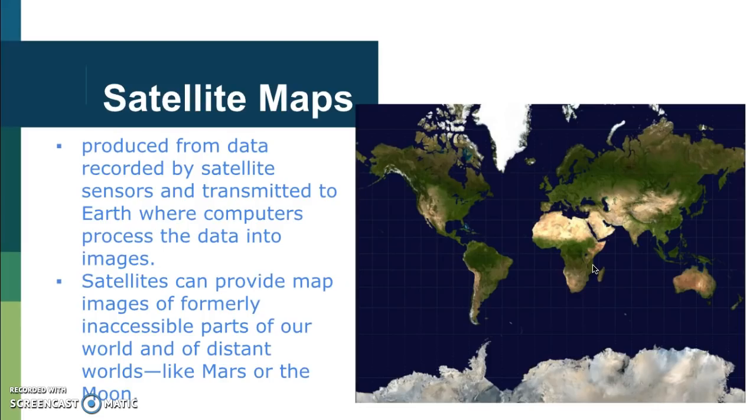A satellite map is produced from data recorded by satellite sensors that are up in outer space. They're transmitted to the Earth, and then computers process the data into images. Google Maps, or Google Earth rather, those are satellite maps. Satellites are really neat because they provide us images of places that we actually can't visit, like the moon or Mars.